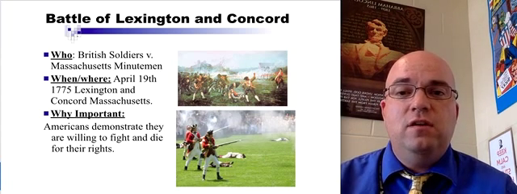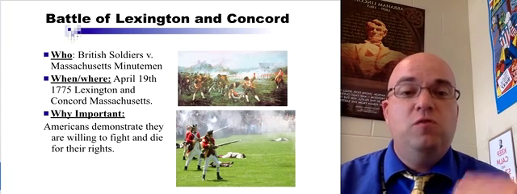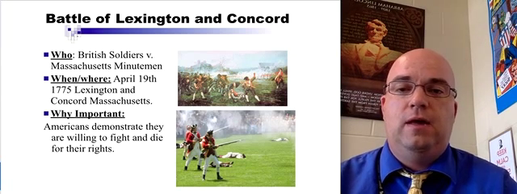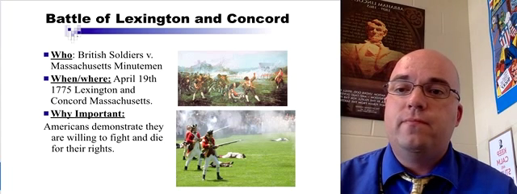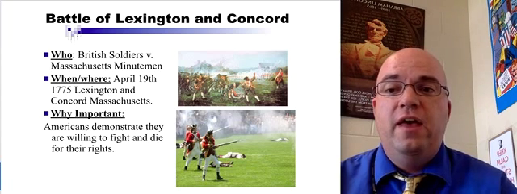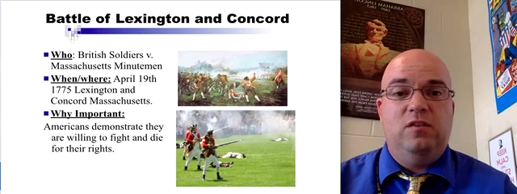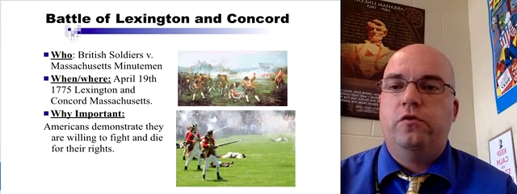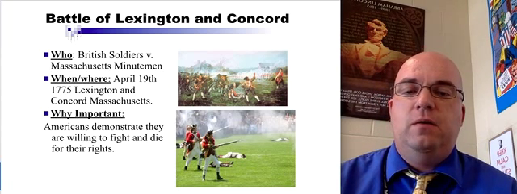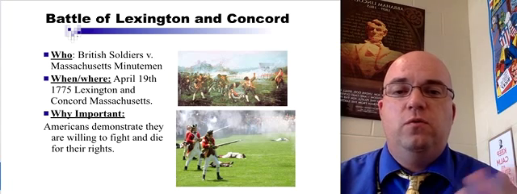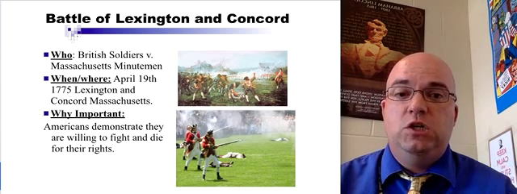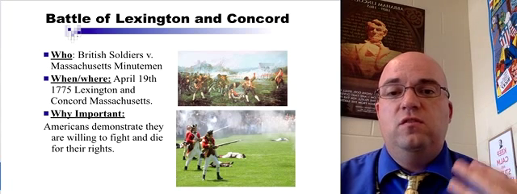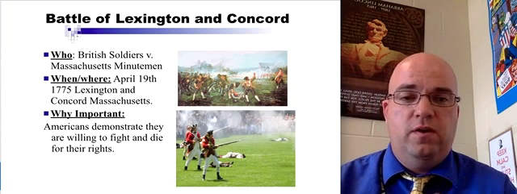So the Battle of Lexington and Concord are two separate battles. They happen really on the same day. Lexington happens first, followed by the battle at Concord. And this is between the British soldiers and these Massachusetts Minutemen, these militia, these volunteer soldiers. And there is an open green space in Lexington where these British soldiers are amassing, and then you have these militia citizens, colonists that are there as well to defend their town.